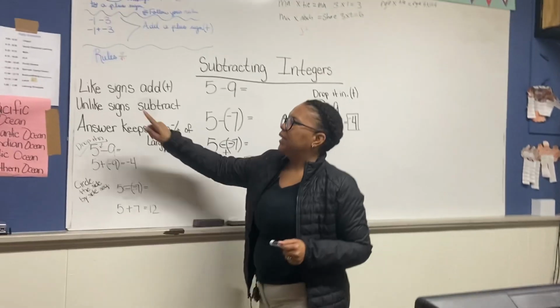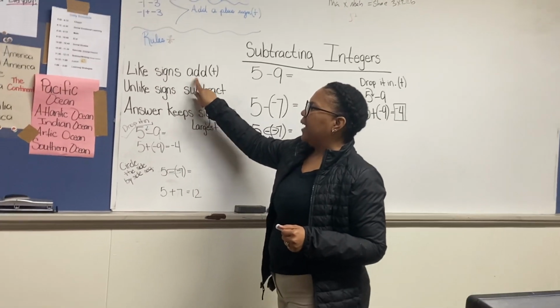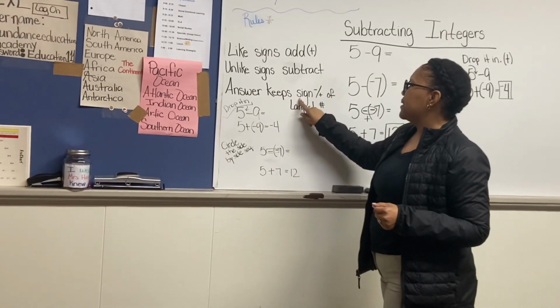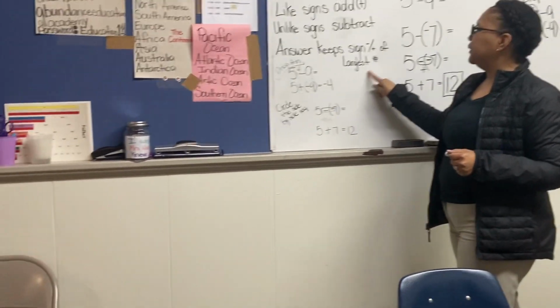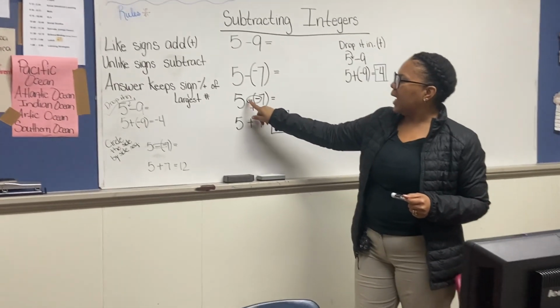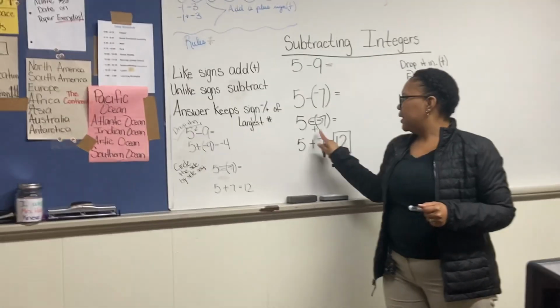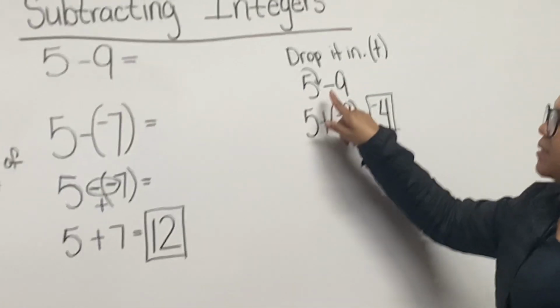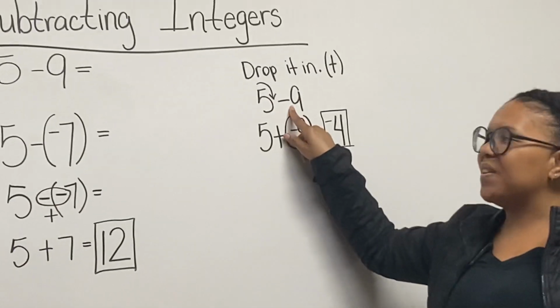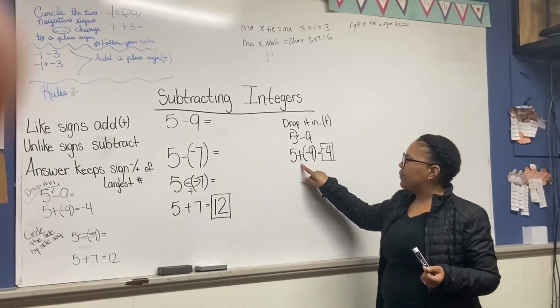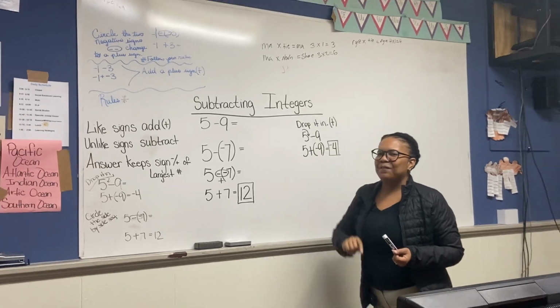Remember your rules. Like signs add, unlike signs subtract. Answer keeps the sign of the largest number. All right, if you have 2 negatives side by side, just circle them and change it to a plus sign. If you don't have a plus sign and it's 5 minus 9, that looks weird, then you would need to drop it in. You would need to drop in that plus sign and then follow your rules.